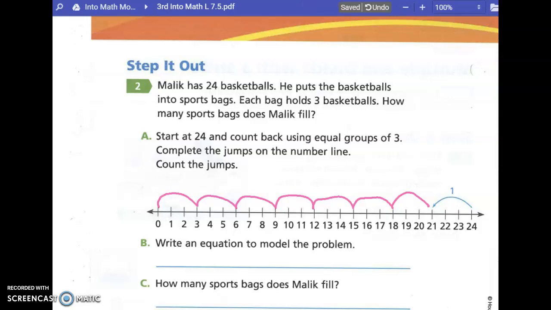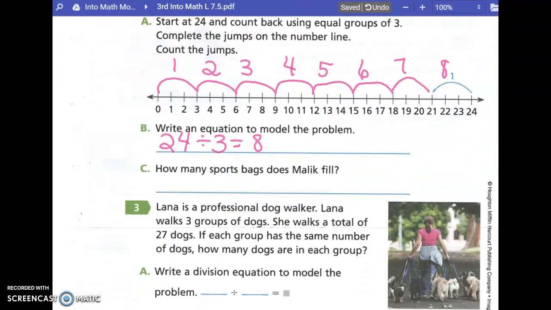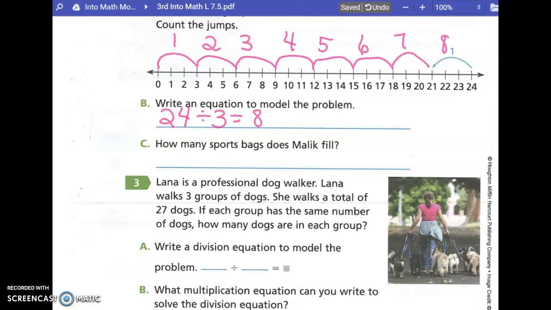Once you've made your jumps, we'll count them and see how many jumps we made. Okay, so we're going to write an equation to model the problem. We had 24 basketballs. We put them in groups of 3 into bags. Let's count our jumps. 1, 2, 3, 4, 5, 6, 7, 8. Now they counted from left to right. So 24 divided by 3 equals 8. How many sports bags does Malik fill? 8 bags.